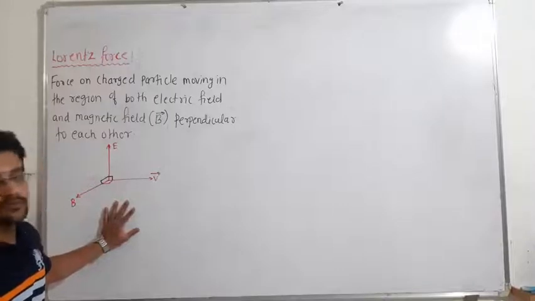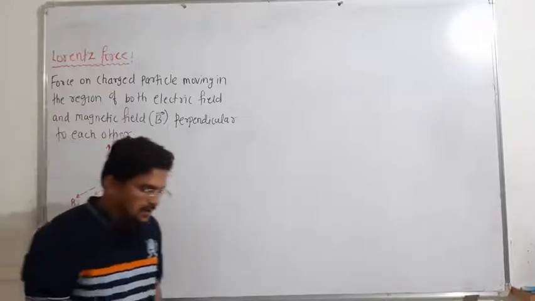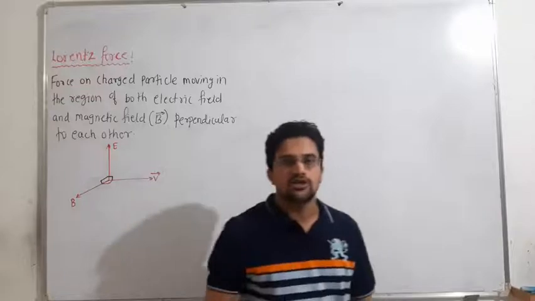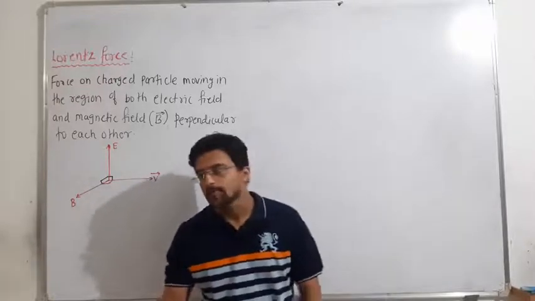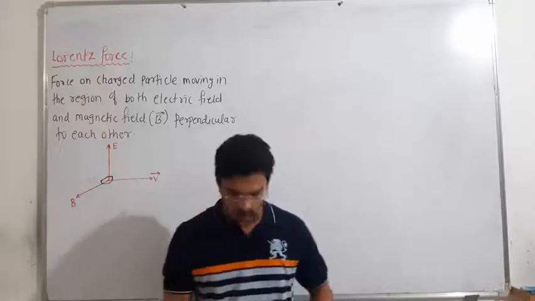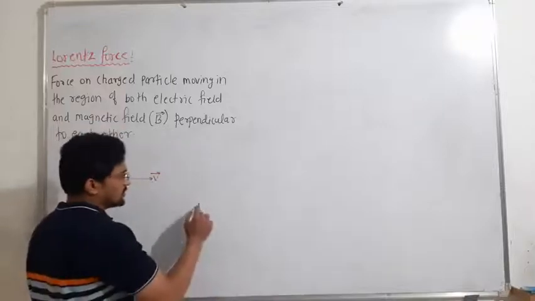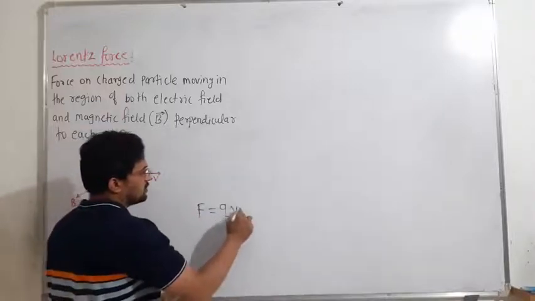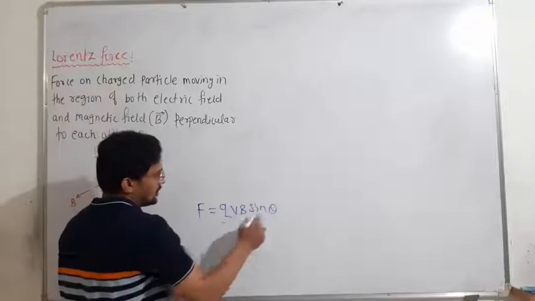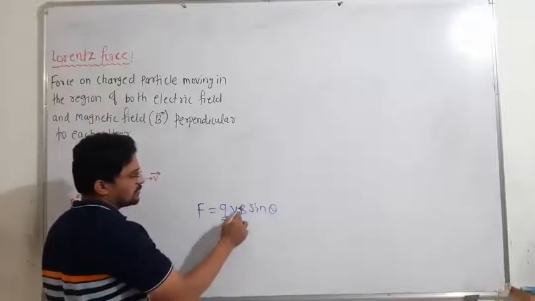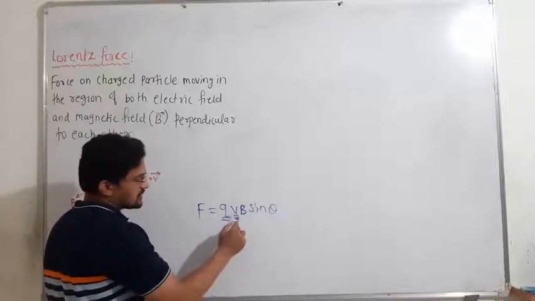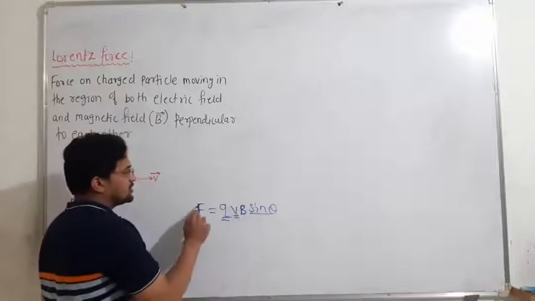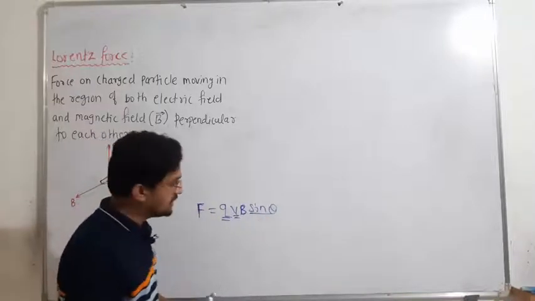We have started with moving charges and magnetism. So far, we have covered how the charged particle behaves in the magnetic field, and what is the force on that charged particle. In the last video, we saw the force on the charged particle: QVB sine theta. If any charged particle moves in the magnetic field with velocity v at an angle theta, then this much force is experienced by that charged particle.